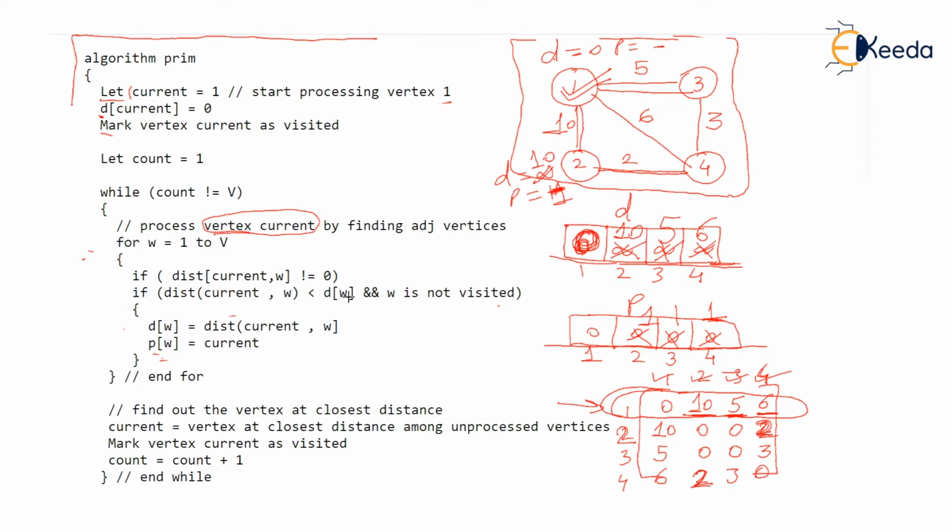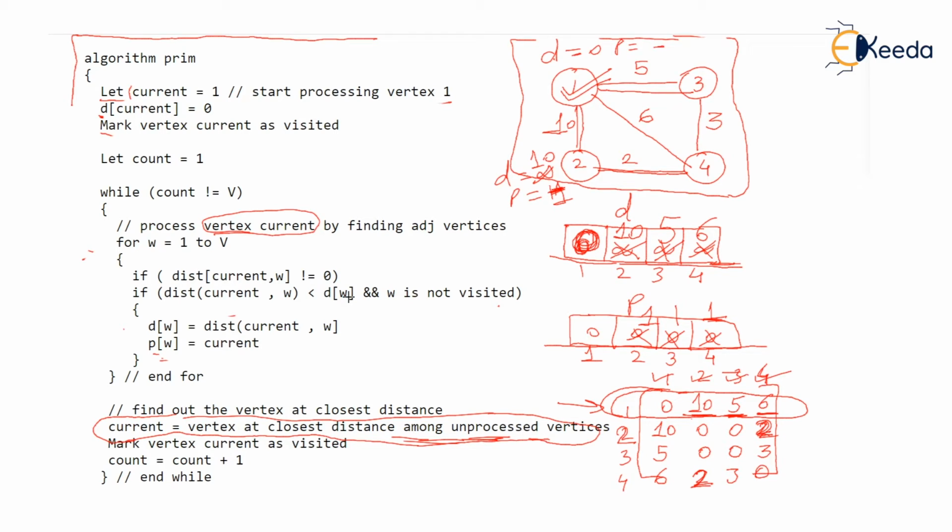So the next step is, after the for loop, we will say let current become equal to the vertex at the closest distance among unprocessed vertices, isn't it? Now those vertices which are not yet visited, that is 2, 3, 4, you check which is having the least value of d, and you take that vertex as the new current vertex.